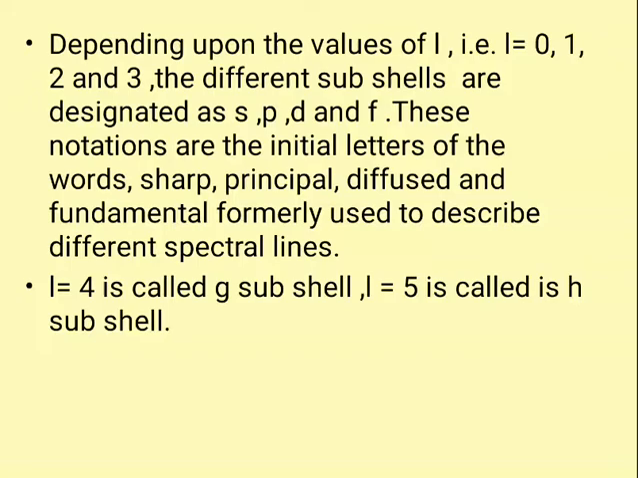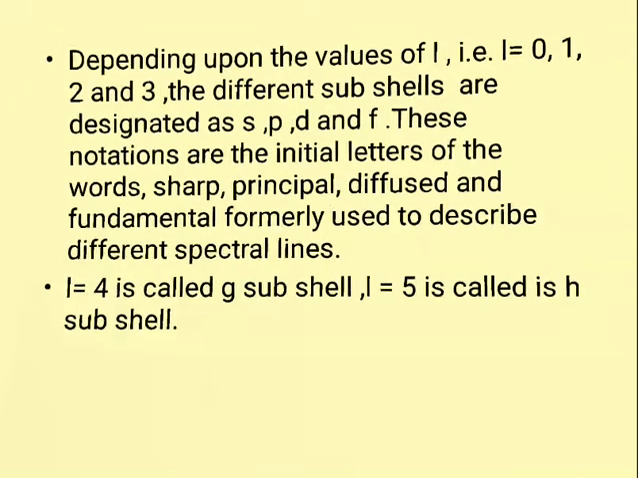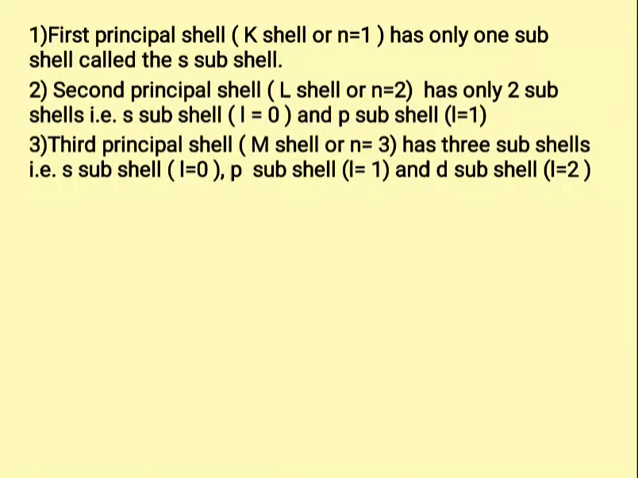Put L equals 4, this is called g subshell. If we put L equals 5, then it will be called h subshell. So the first principal shell can have only one subshell. The second principal shell can have two subshells, 0 and 1, s and p.